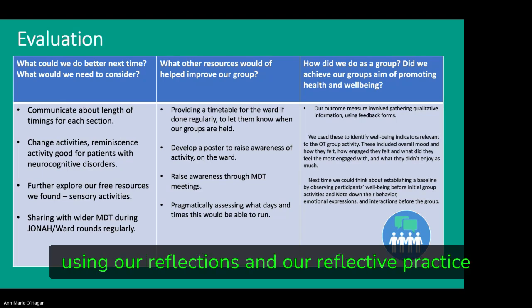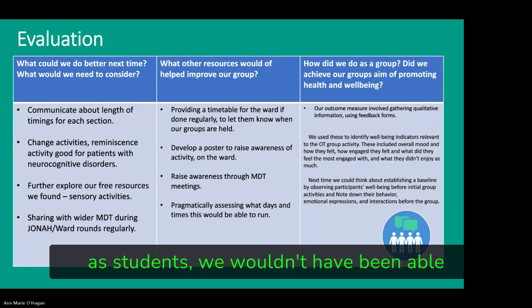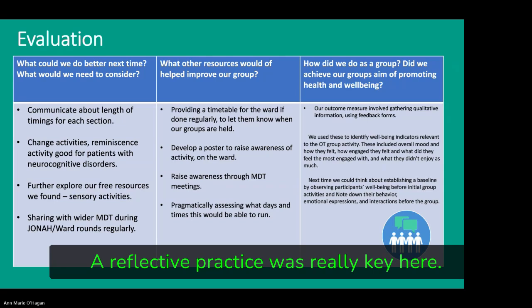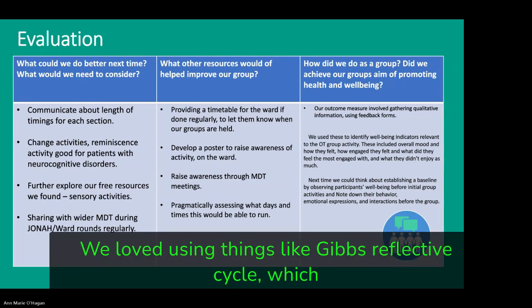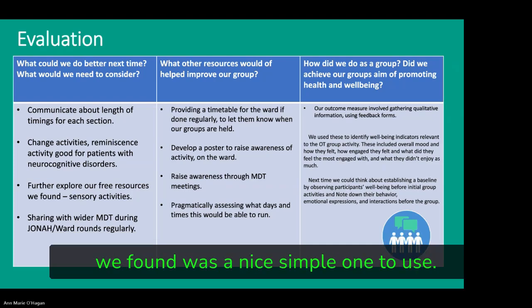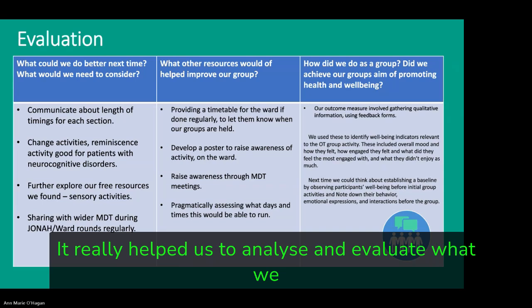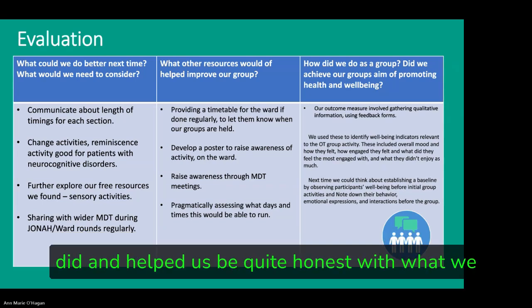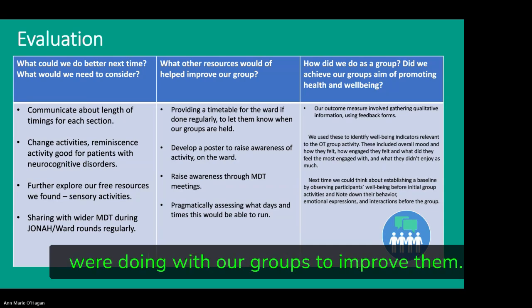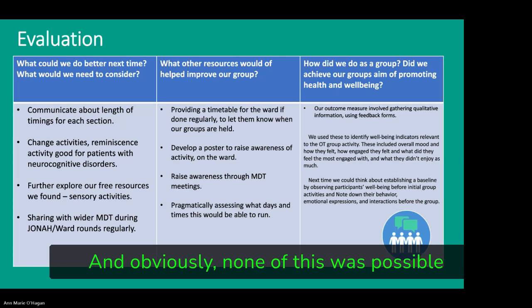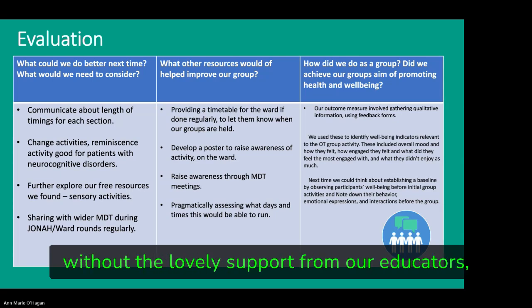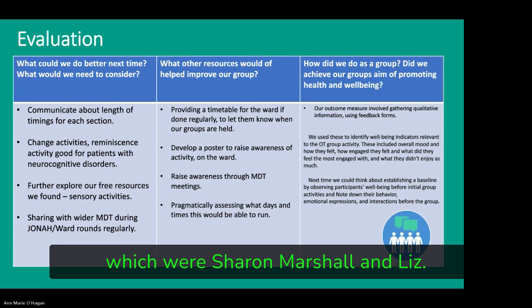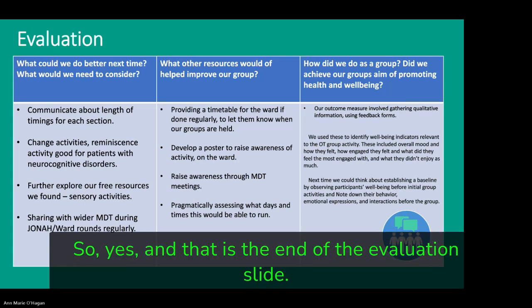And I think finishing off, realistically, without using our reflections and our reflective practice as students, we wouldn't have been able to improve as much as we did. Reflective practice was really key here. We loved using things like Gibbs' reflective cycle, which we found was a nice, simple one to use. It really helped us to analyse and evaluate what we did and helped us be quite honest with what we were doing with our groups to improve them. And obviously, none of this was possible without the lovely support from our educators, Sharon, Marshall and Liz, who helped us make this possible. So yes, that is the end of the evaluation slide.